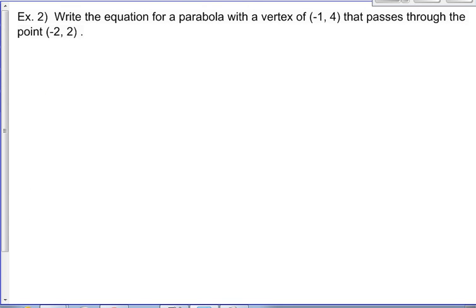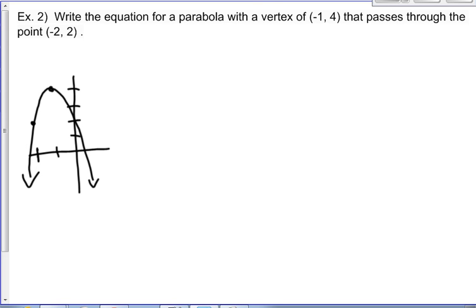Let's try another one where we're going to actually write the equation given some information. We've got a parabola with a vertex at negative 1, 4. Maybe I'm going to sketch this a little bit. Negative 1, 4. And it goes through the point negative 2, 2.